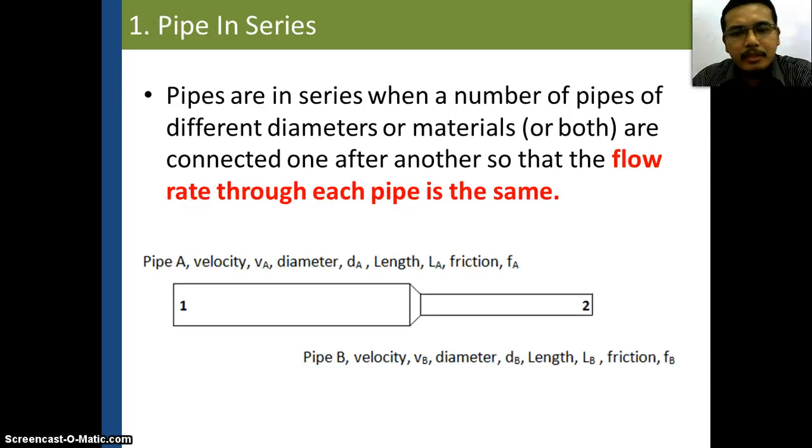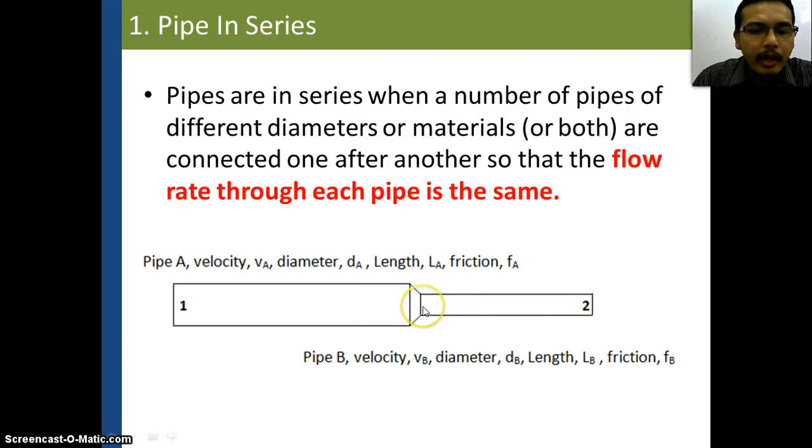In pipe in series, as you can know, we have two pipes. For example, you can see in this slide, we have two pipes, and these pipes are connected in a series connection. We can set the diameter to be different or equal, it doesn't matter. Also the material of the pipe can be the same or a different material. So we connect these two pipes in a series connection.